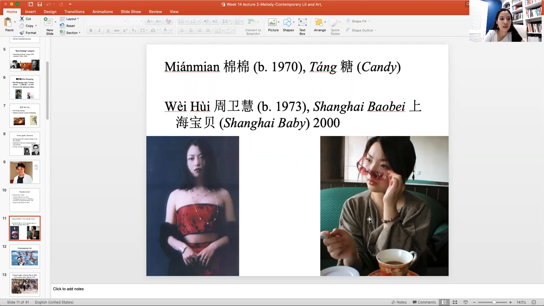On the right here is Wei Hui. I'm sure you've heard of her Shanghai Baby, 上海宝贝, published in 2000, about the protagonist's sexual adventures with many men, her impotent Chinese boyfriend, and the German whom she takes whenever and wherever, including public restrooms. Women readers praised it as truly a modern girl, but men condemned it. Both books circulated underground, and government attempts to censor them actually improved sales.